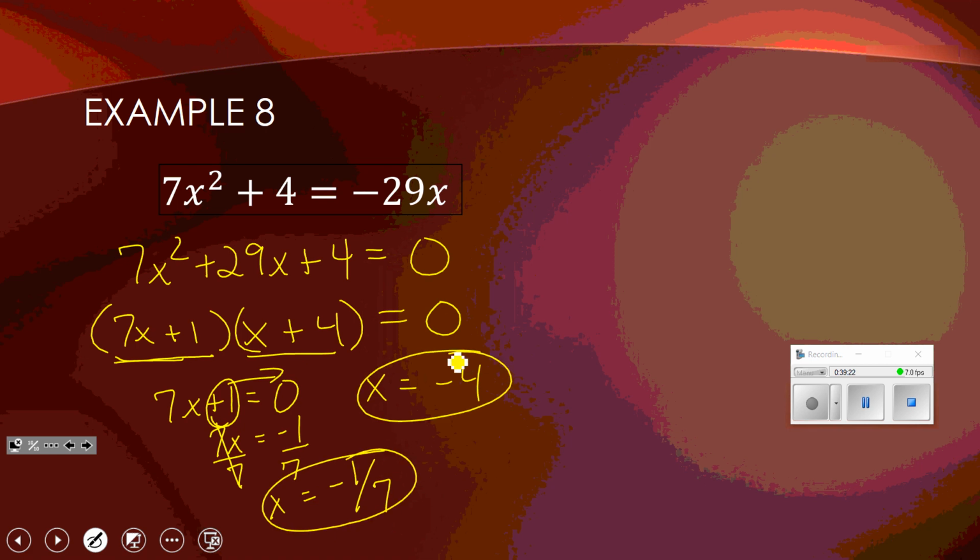Okay? Any questions? What's a good way to check? Plug it in, see if it's equal to 0, or graph it. Okay? Any questions?